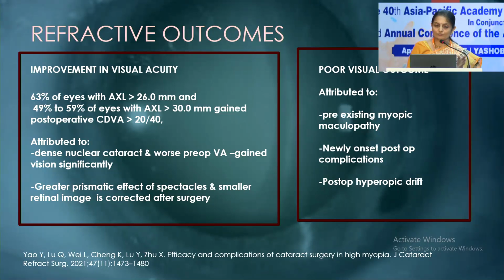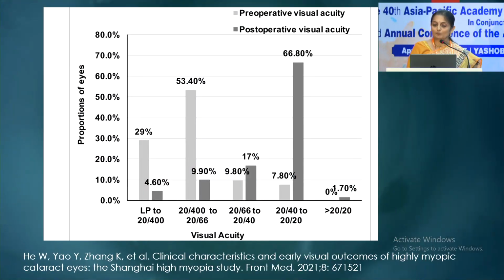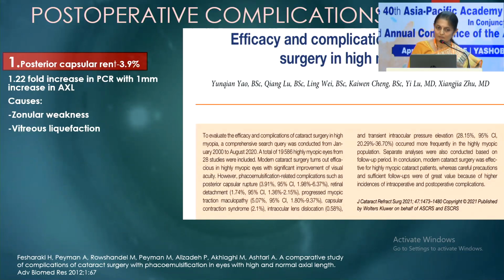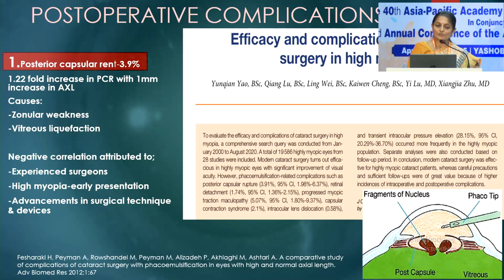This same kind of outcome has been studied in the Shanghai myopia study, where they attributed the poor visual outcome, apart from those listed above, to corneal astigmatism or decrease in subfoveal choroidal thickness, or again the PCR rate or post-op complications. Post-op complications, first and foremost, we worry about is the PCR rate. As per the study, it increases with every 1 mm increase in axial length because of zonular weakness and vitreous liquefaction. But there can be a negative correlation as well, because it's mainly handled by experienced surgeons, and high myopia patients present early, and with advanced equipment, PCR can be avoided.